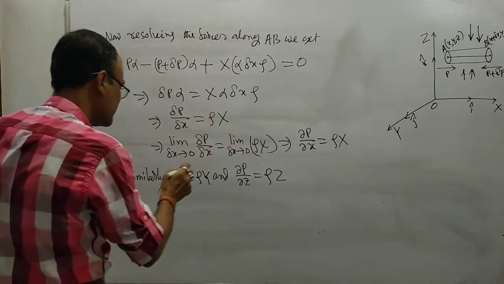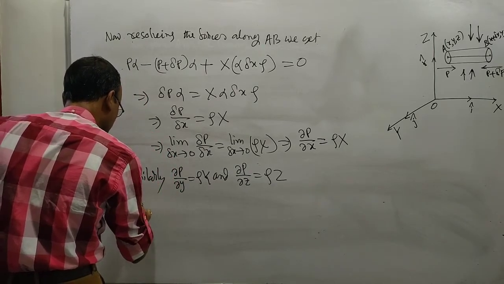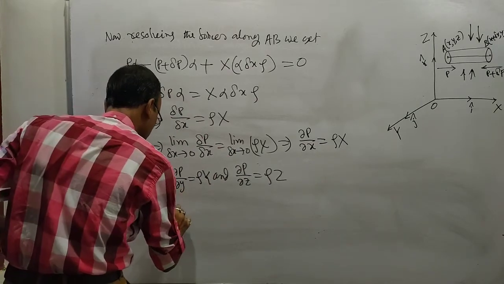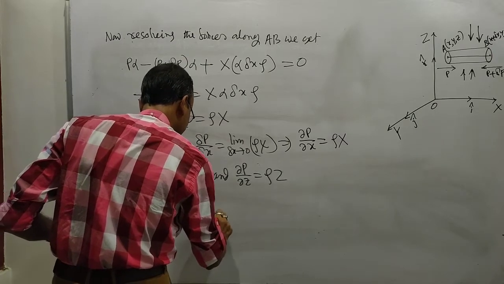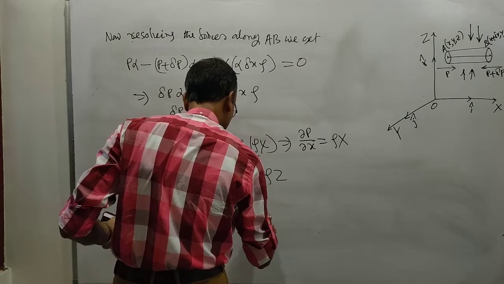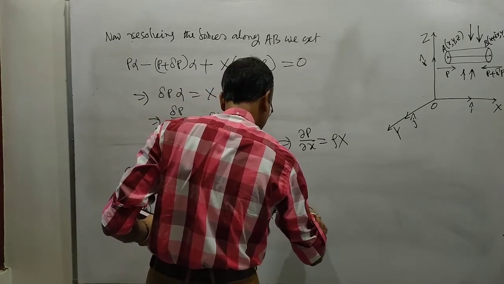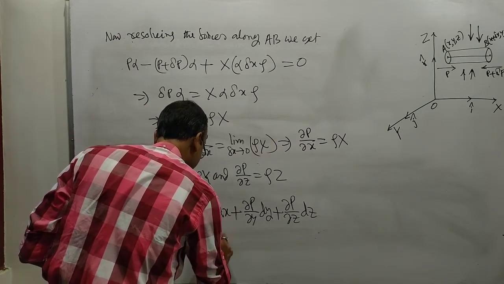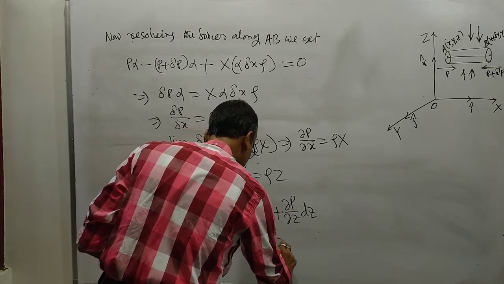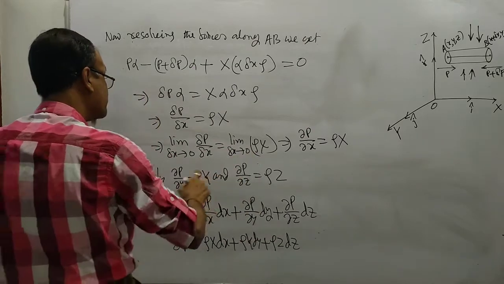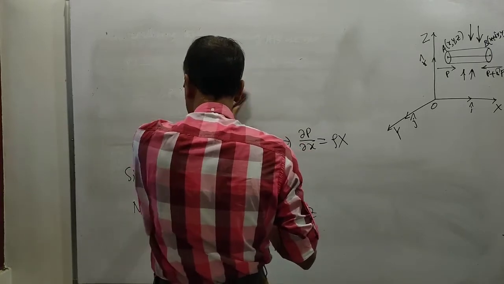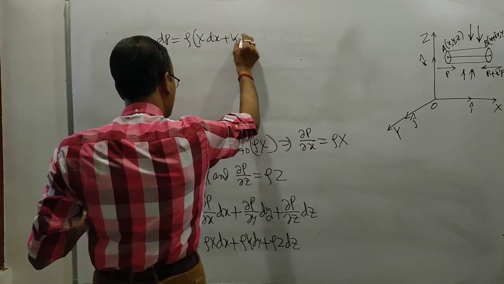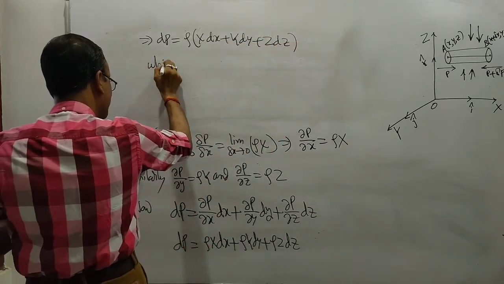Now P is a differentiable scalar quantity. Now we go to dP equal to del P by del x dx plus del P by del y dy plus del P by del z dz. Now this is equal to rho x dx plus rho y dy plus rho z dz. This means dP equal to rho times x dx plus y dy plus z dz, which is the required pressure equation.